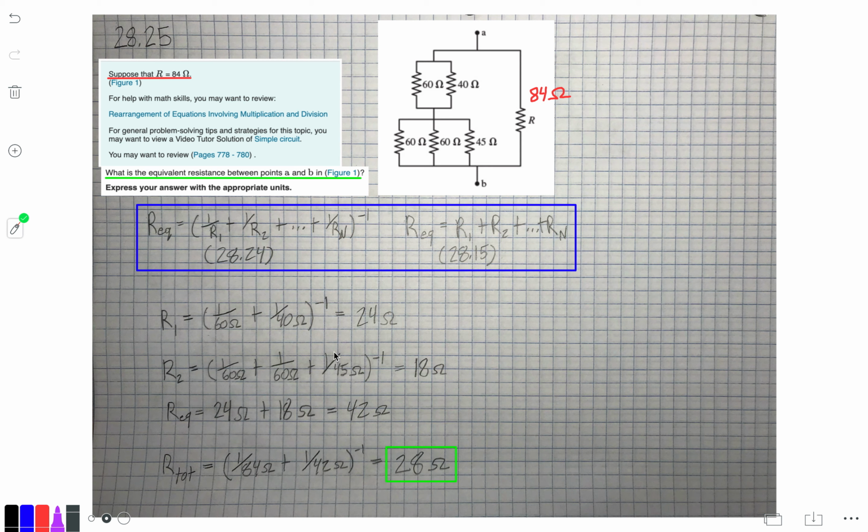So I think it's important to make sure you're using the correct equation for when you need to be. Here I have parallel, parallel, and then in series for these two, and then parallel again.